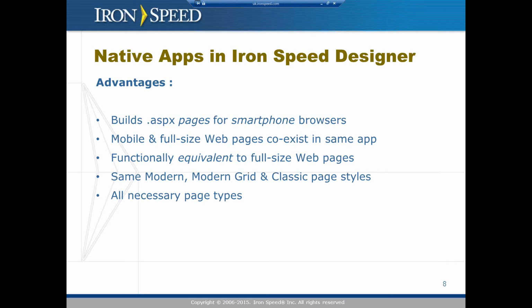Then Iron Speed Designer supports different types of page styles. What it means is that every web application, or a web page for that matter, is going to have some type of page style on which the different types of table controls, the record controls, or whatever data gets displayed. There are different types of page styles supported by the designer, which are categorized as modern, grid, and classic. These are just the category names of the page styles. Once we go to the demo, I will show you the different page styles that are supported by the designer. And all these page styles are also supported for the mobile pages.